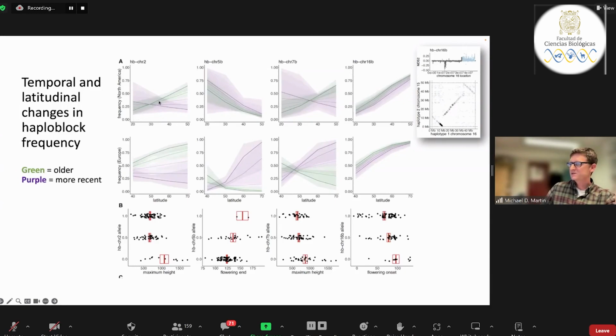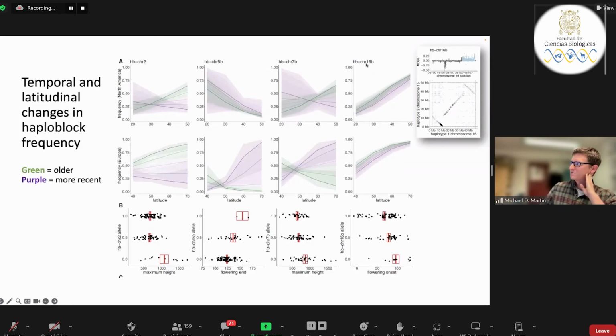So what we found was that these chromosomal inversions, or haploblocks as we call them, were highly correlated with latitude in Europe and in North America, and also changed in frequency over time. So that's what we see here, where the green is the older specimens from the herbarium, grouped by time, and the purple is the youngest ones. We could see that these haploblocks were changing in frequency, and the latitudinal cline was being established over time. Okay, now we're seeing the direct evidence of that.